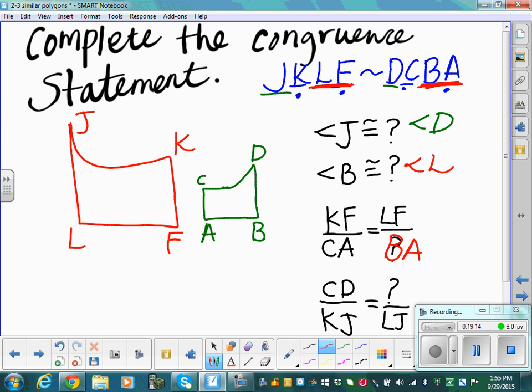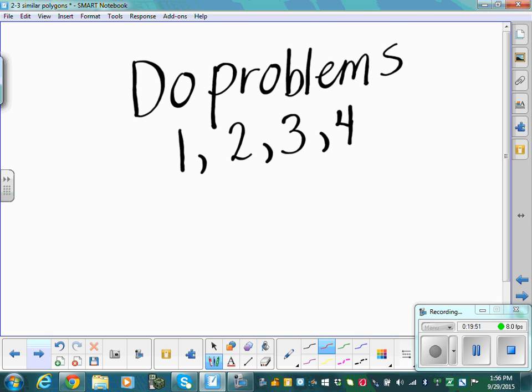Last one. So we have CD over KJ, which is equal to question mark over LJ. So LJ is DB, or BD. Very good. Can there be more than just letters? Well, yes and no. You won't see any with 3, but technically there could. You just use your similarity statement. Okay, awesome. Do problems 1, 2, 3, 4. Go.